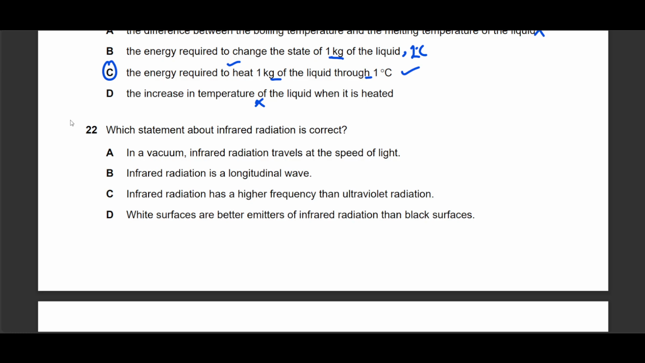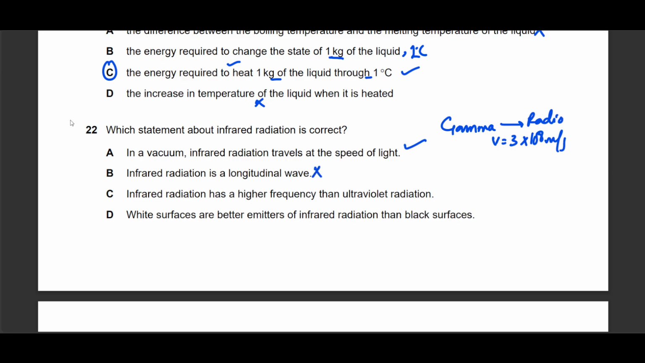22 suggests the statement about infrared radiation is correct. In vacuum, it travels at the speed of light. Yes, all of the electromagnetic spectrum from gamma up to radio, all inclusive, travels at the speed of light, which is 3 into 10 raised to power 8 meters per second, if they are in vacuum.